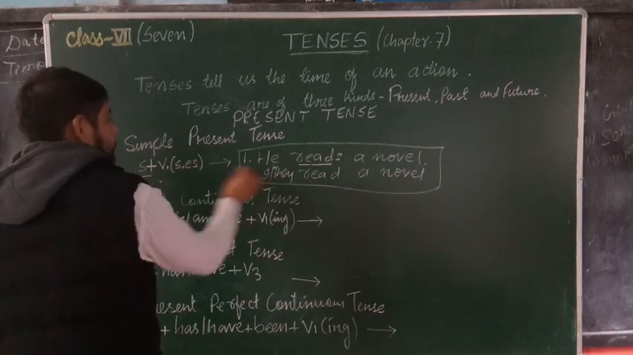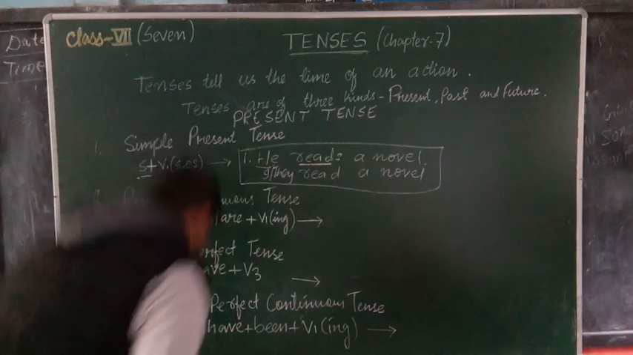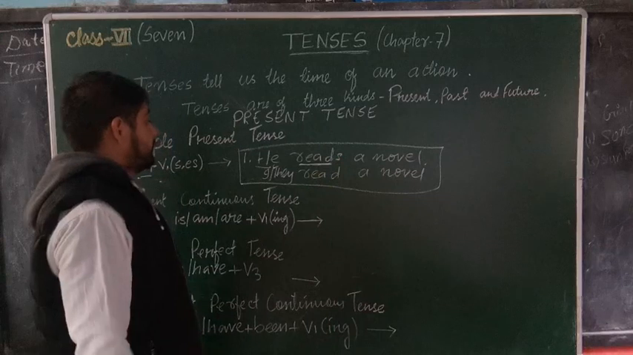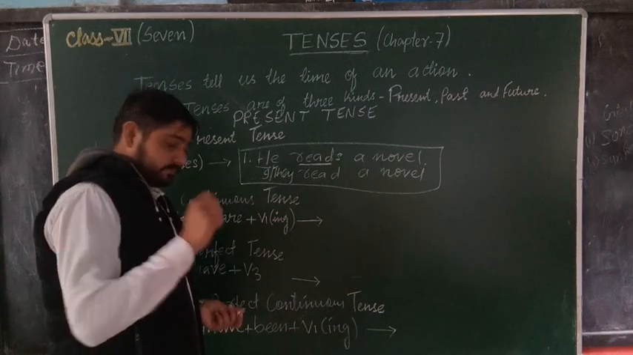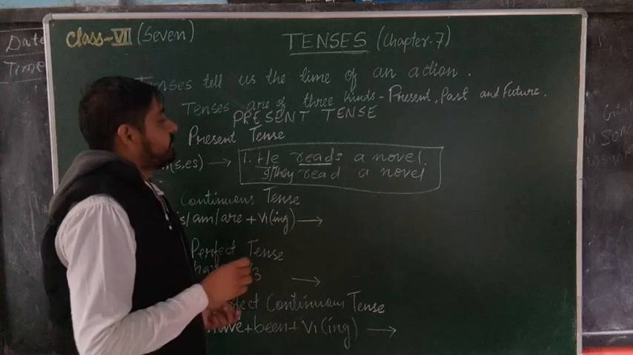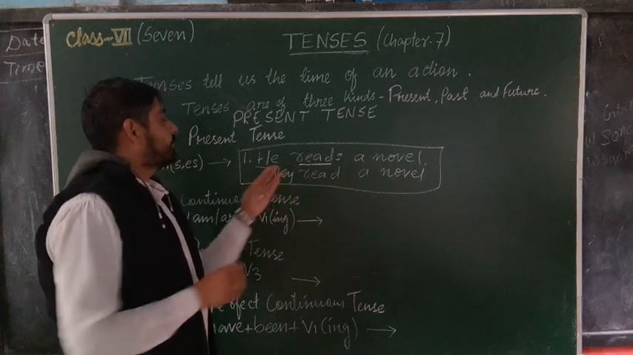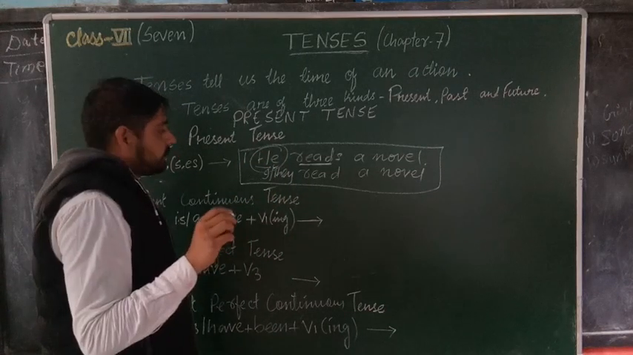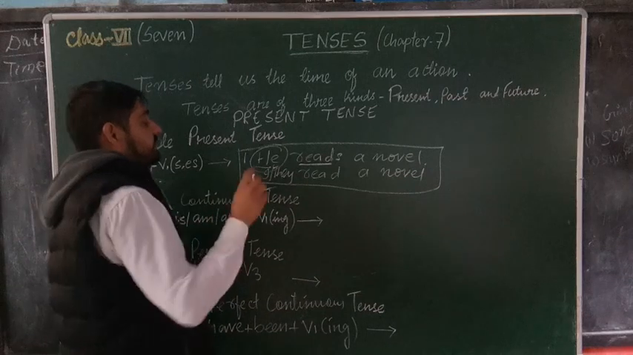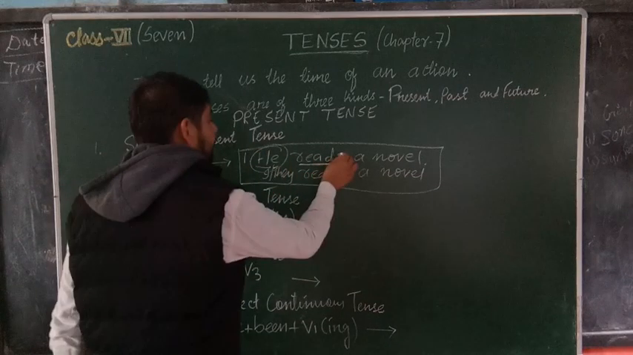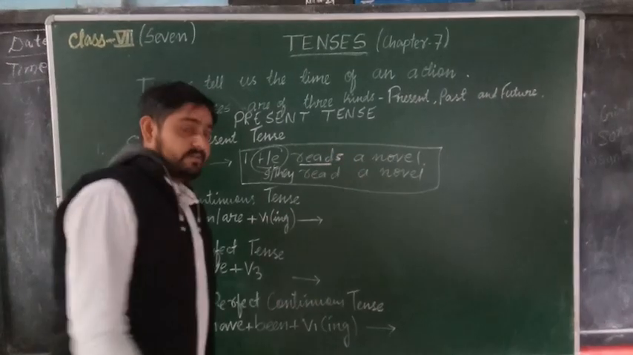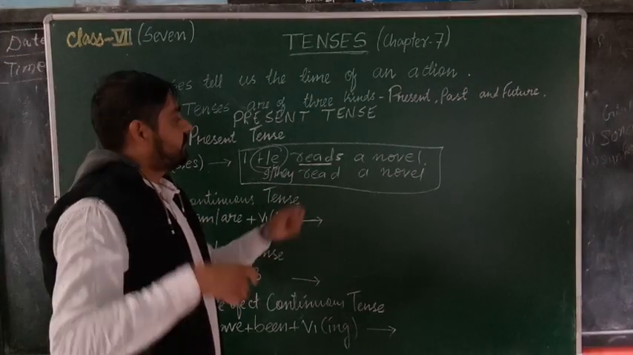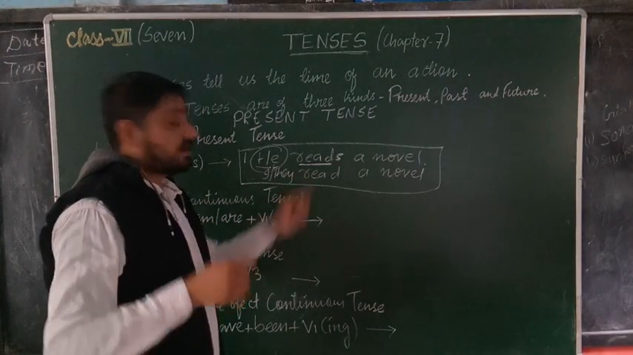The subject is there, then the first form of the verb, then s. So when the third person singular comes in the subject place, he, she, it, then in the verb you always write s or es. Here read is there, so we have written s. If catch comes, we will write es.